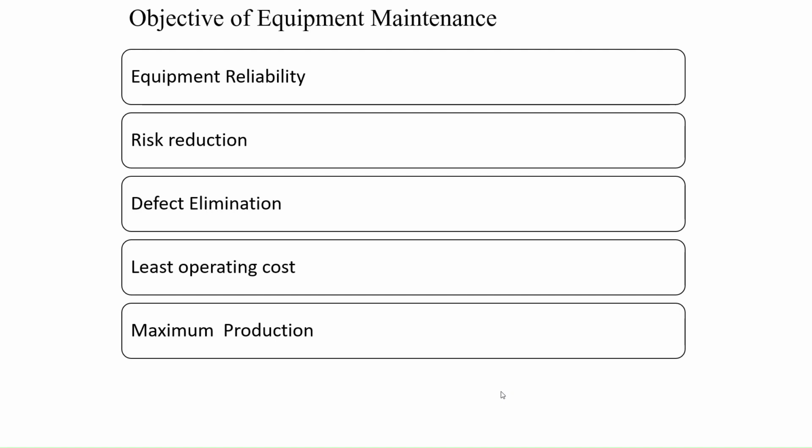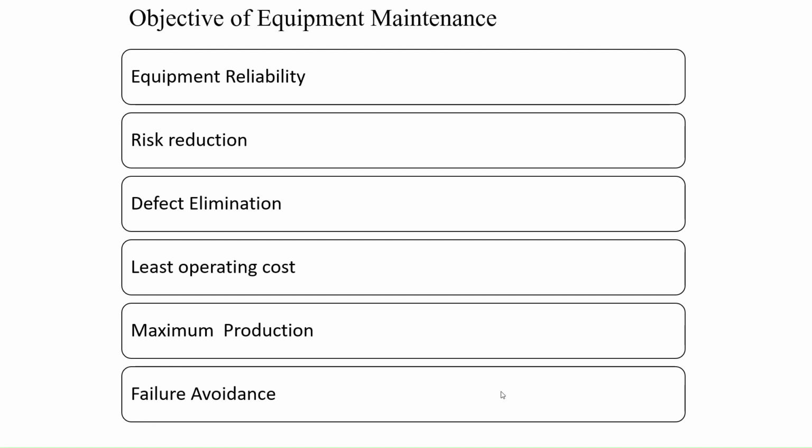5. Maximum production. High equipment reliability, minimal risks, and proactive defect elimination collectively drive maximum production output. When machines operate smoothly with minimal interruptions, production targets are met efficiently, leading to higher profitability and market competitiveness.